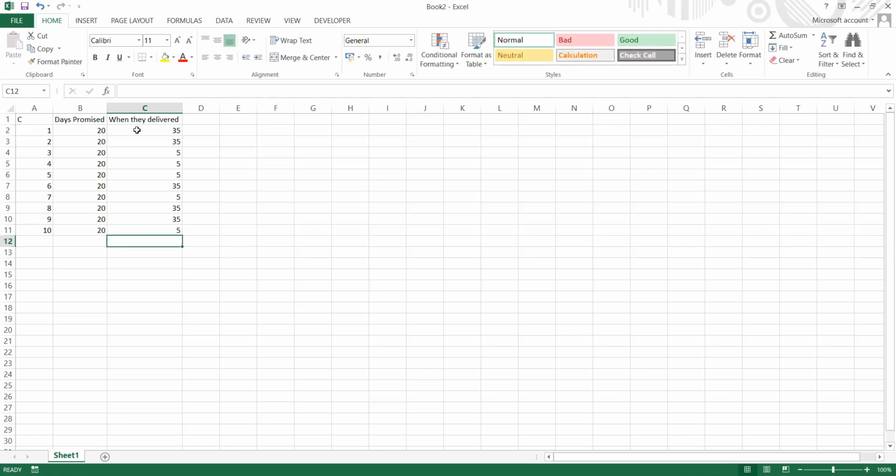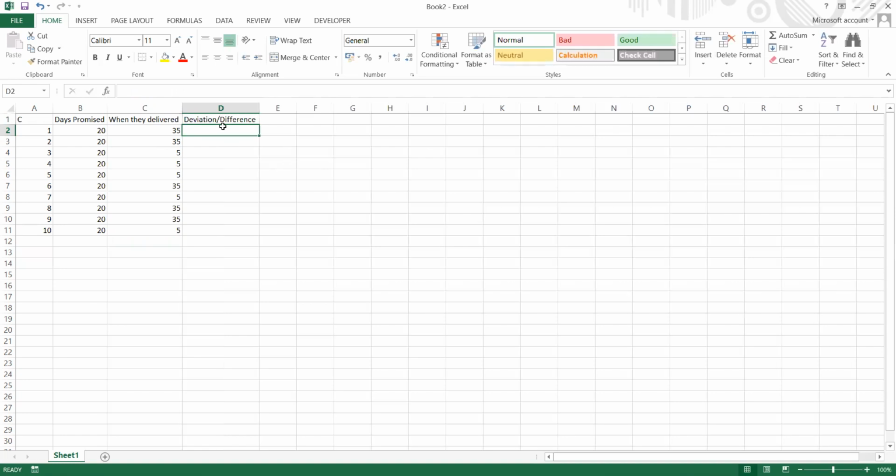So what is the difference? How much was the deviation from the process? We call it deviation or difference. So this would be, we'll do 20 minus 35, and you calculate for all. Then we'll evaluate. So this is the deviation, right? And you perform the total here. And you calculate the total. So how much is the total?